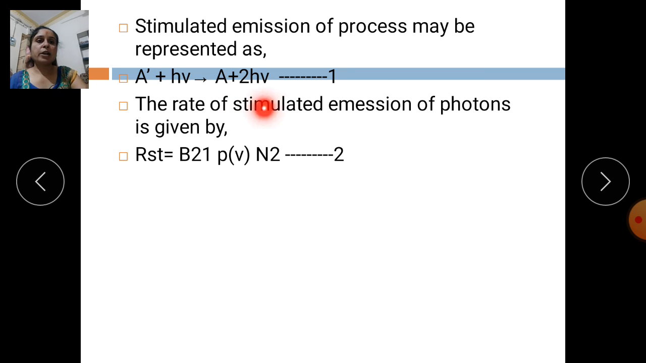The rate of stimulated emission of photons is given by R_st equal to B21 ρ(ν) N2, where R_st is the stimulated emission rate, B21 is the Einstein coefficient, ρ(ν) is the energy density, and N2 is the number of atoms in the excited state. Thank you.